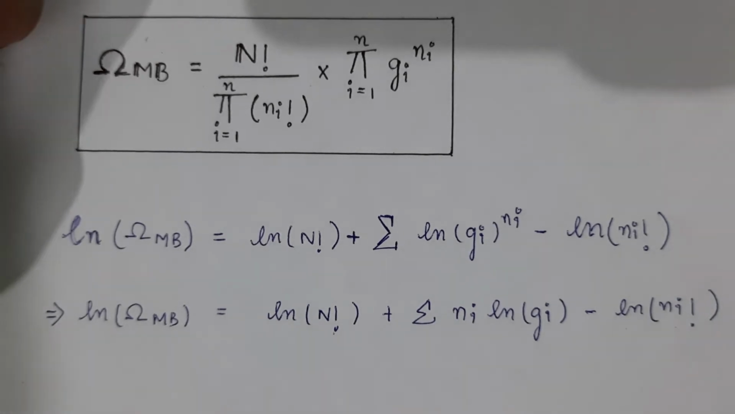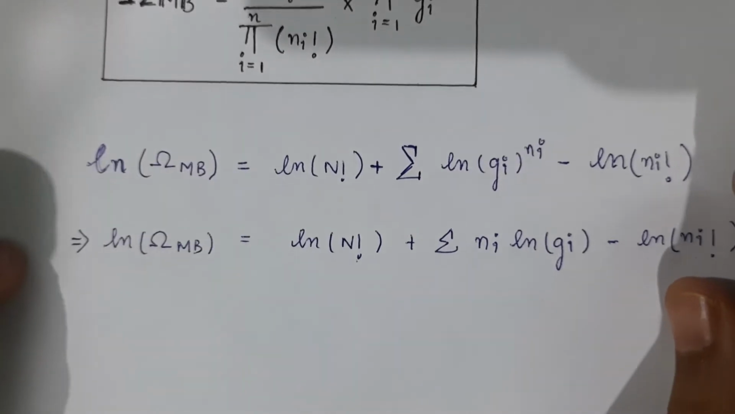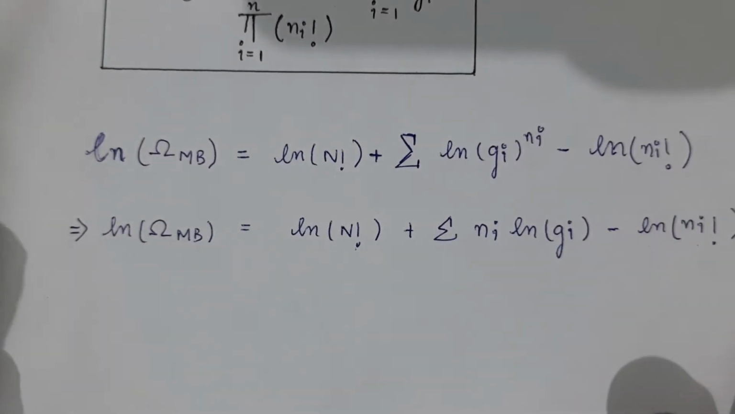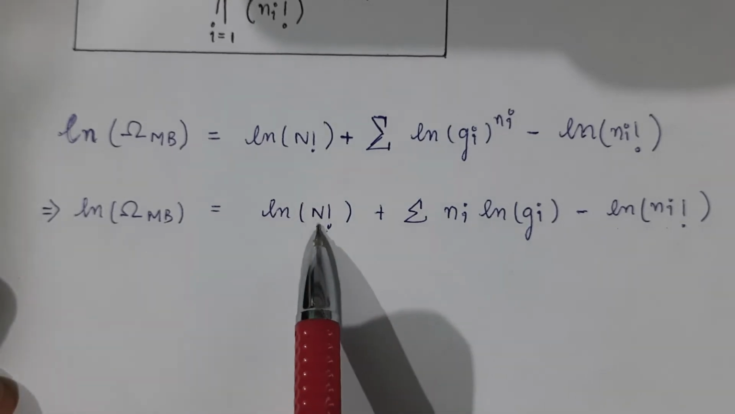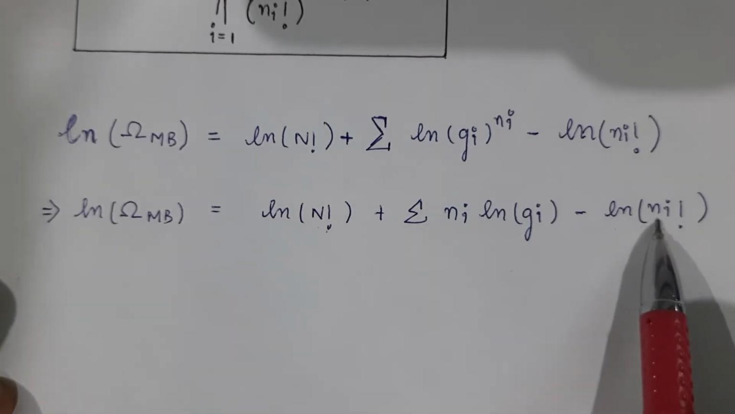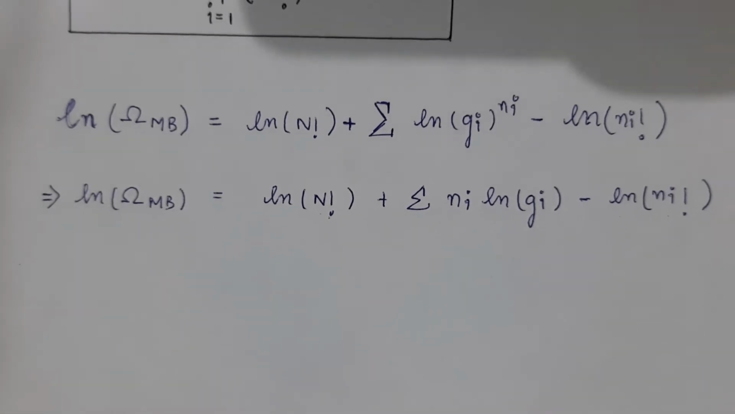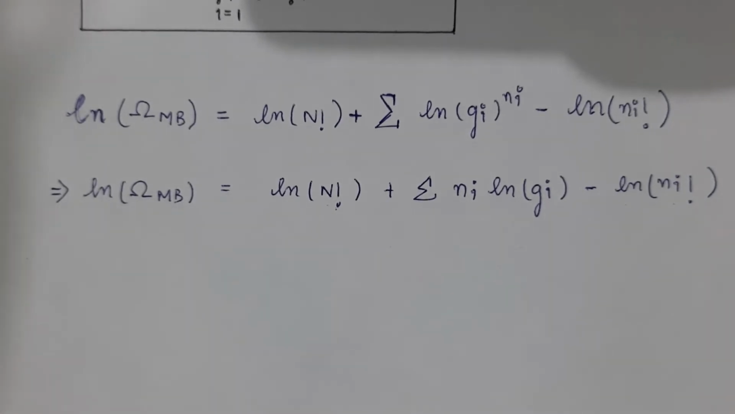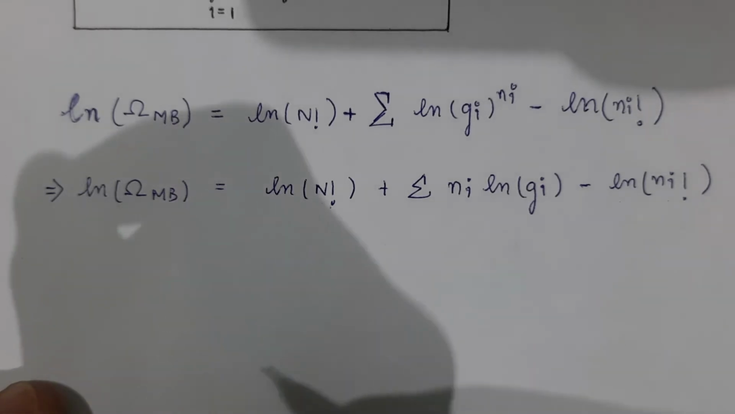I have already made a video on Stirling's approximation in which I showed how it applies for a large number of particles in a system. Here the capital N and the ni are very large, so for this system where the values are very large, we can take an approximation, also known as Stirling's approximation. I posted that video in the description box, so you can check it out from there.